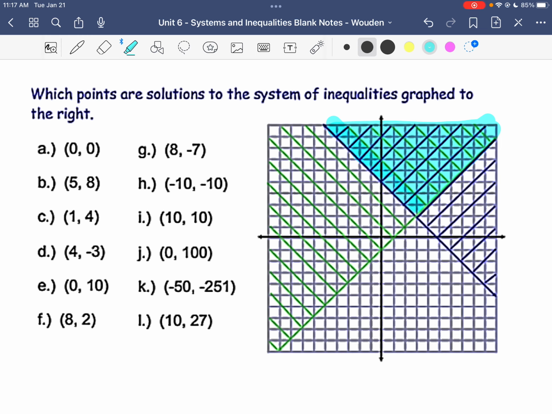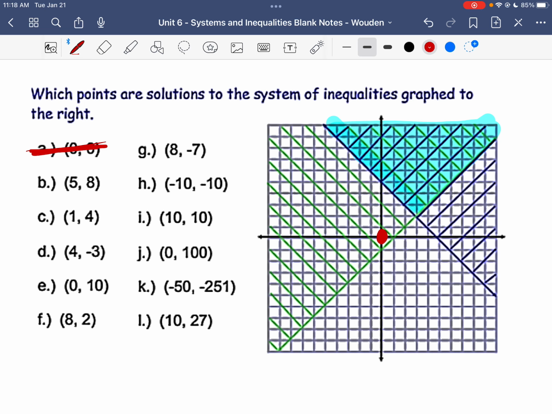So let's just go one at a time and see if these points are solutions to my inequalities. Well, (0, 0), let's graph that. Is that point in my shared shaded area? No, it is not, okay?